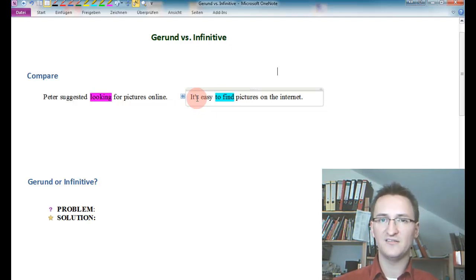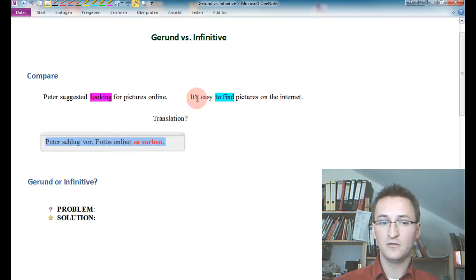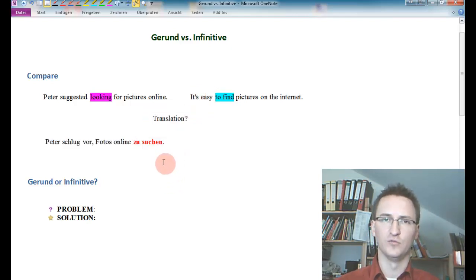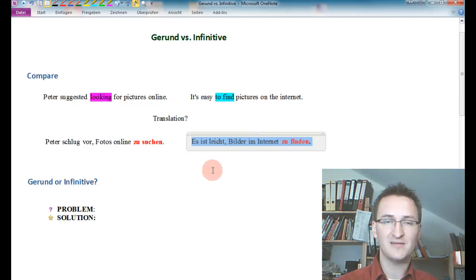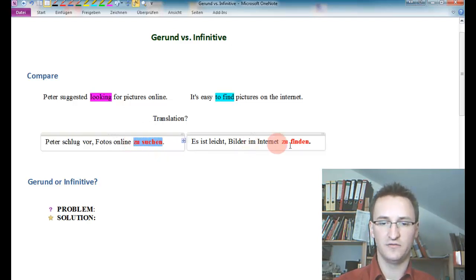However, we will face a certain problem once we translate the sentences. If we translate Peter suggested looking for pictures online, we'll arrive at Peter schlug vor, Fotos online zu suchen. And maybe you already have a clue about the next one. It's easy to find pictures on the internet turns out into Es ist leicht, Bilder im Internet zu finden. So, gerund and infinitive both are translated with a zu infinitive.